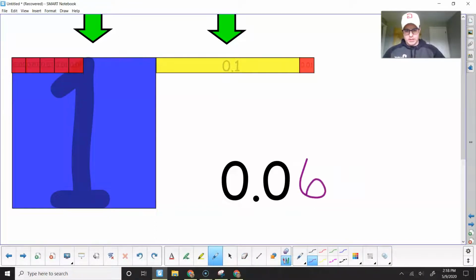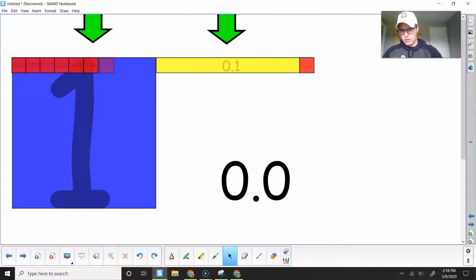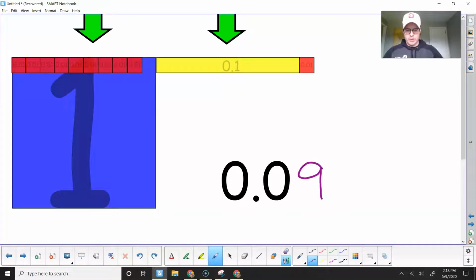0.06 comes next, then 0.07, 0.08, 0.09. So let me add that here. 0.06, 0.07, 0.08, 0.09, and if I were to add one more, what would happen? So right now I'm at 0.09. What would happen if I added one more?